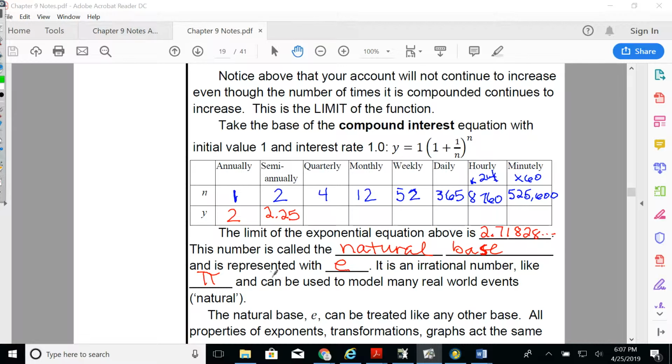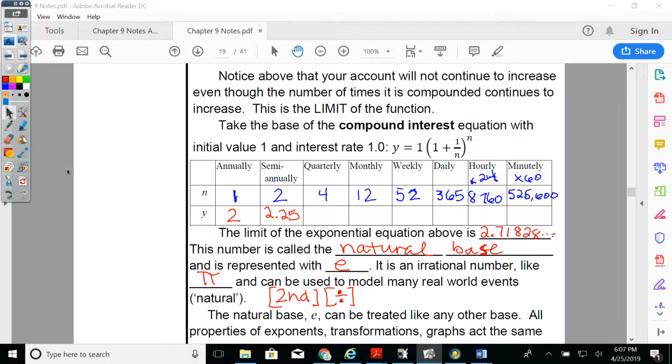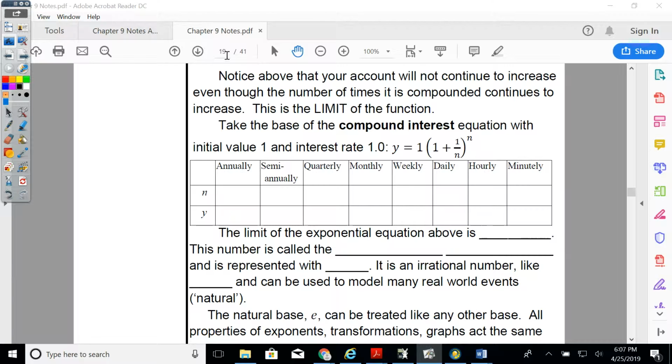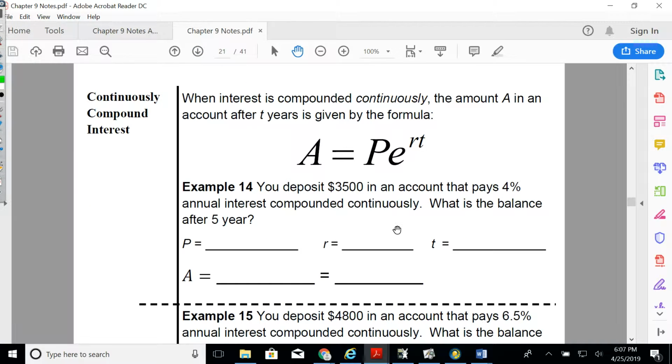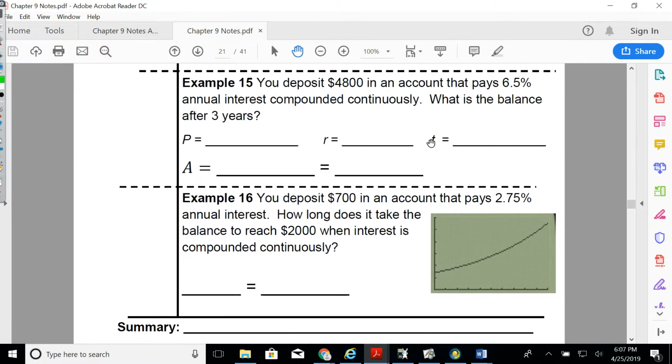So here, remember the E number, you do the second button, and then you do the divide button, and that's where you'll find the number E. So at the bottom, it says the natural base E can be treated like other bases. All the properties of exponents, transformations, and graphs act the same way. So we'll do a little bit more operations on Thursday with E. I want to do the last formula today. So let's do the E formula, which is PERT. I call it PERT on page 21.